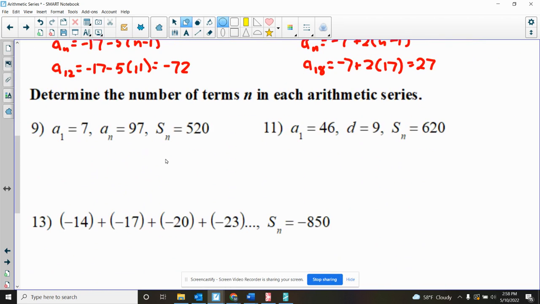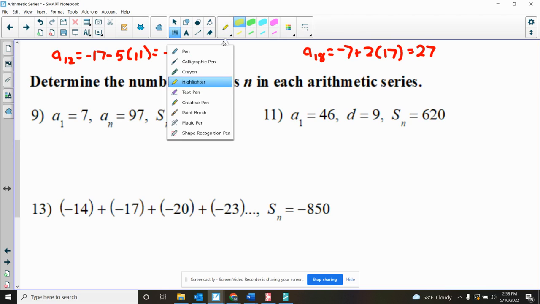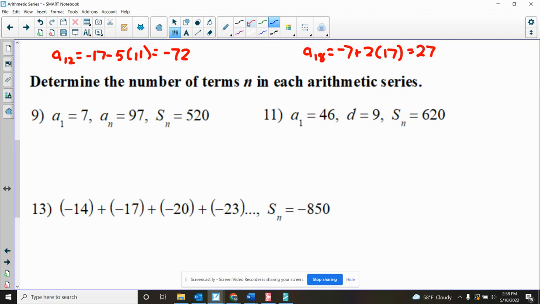Notice now the difference, though, with this next set of questions. We are already being given the sum. It is our task to figure out how many terms were involved in the sum. This is a fairly straightforward algebra problem. You're going to fill in what you know and solve for what you don't.